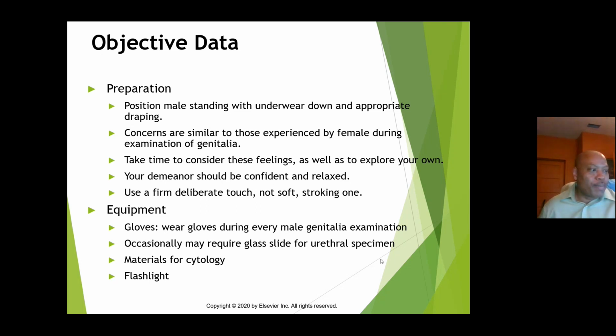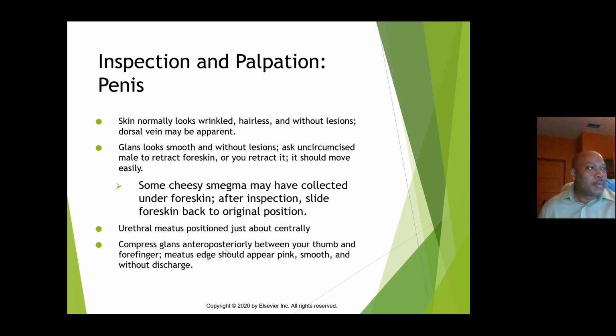Take a look at the equipment that would be needed in this case. The first type of assessment we will employ is inspection, as well as palpation of the penis itself. Take a look at what we should see. Skin normally looks wrinkled, hairless, and without any lesions. On the back of the penis, there's a dorsal vein that would be apparent.